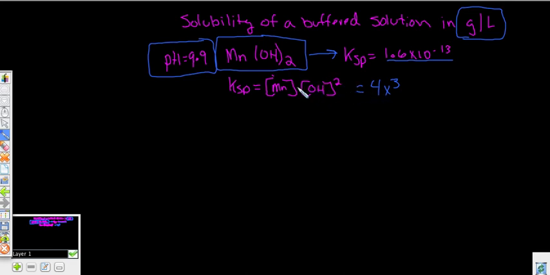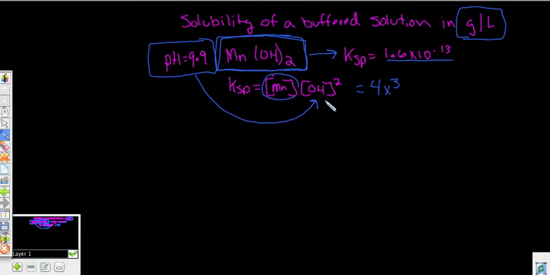At this point, what we're going to need to do is we have our Ksp, and our pH actually could tell us this right here. So we essentially have our hydroxide ion concentration, we have our Ksp, and so then all we're left with is to solve for our concentration of manganese. And the concentration of manganese would also be the molar concentration of the salt, because it is the value of X as well as Mn. So let's go ahead and work this out.